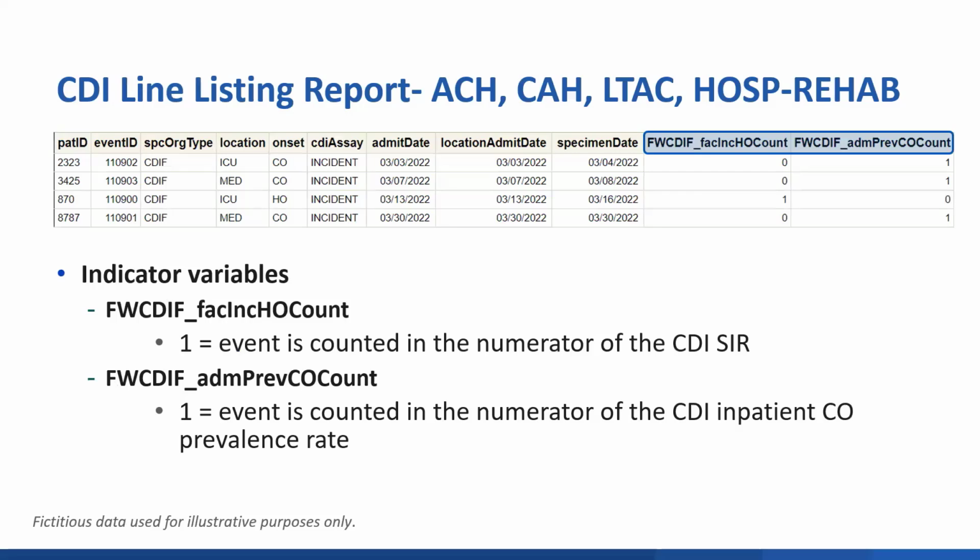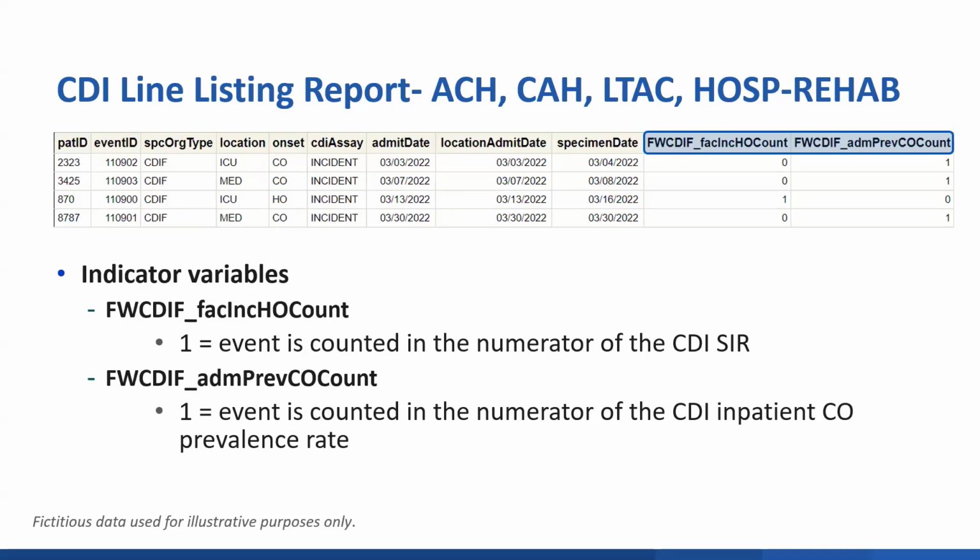Okay, so the quickest way to determine if a specific event you're looking at is or isn't counted in your SIR numerator is to run the line listing report, because in the line listing report, we automatically include these indicator variables that are highlighted at the end of this screenshot. These indicator variables are a very quick, easy way to tell if a certain event was counted in your SIR numerator.